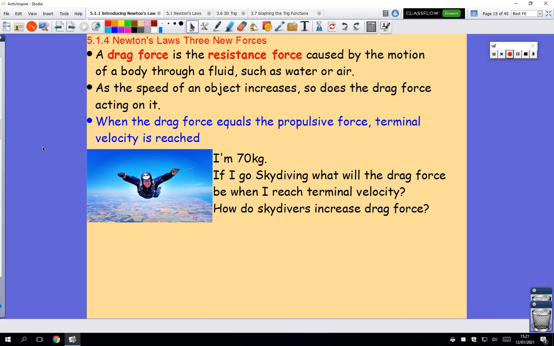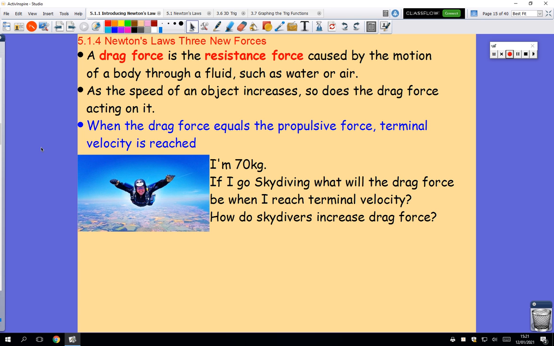Okay, in this lesson we're going to look at Newton's laws, still sticking with Newton's laws, and I want to talk about three new kinds of forces. The first force I'm going to talk about is what we call a drag force, or air resistance. It can also be in a liquid. A drag force is the resistance force caused by the motion of a body through a fluid, such as water or air.